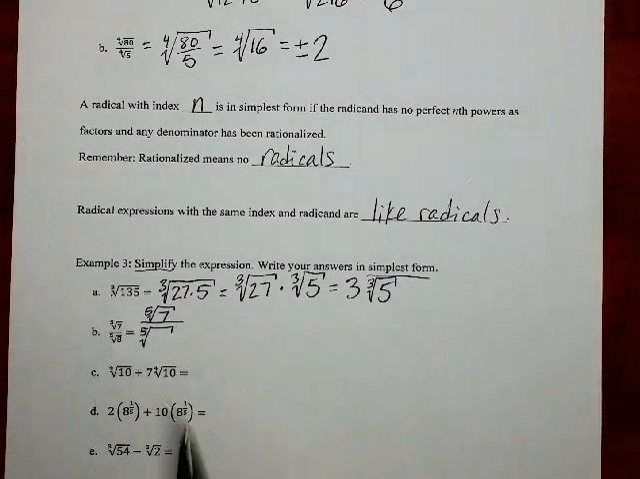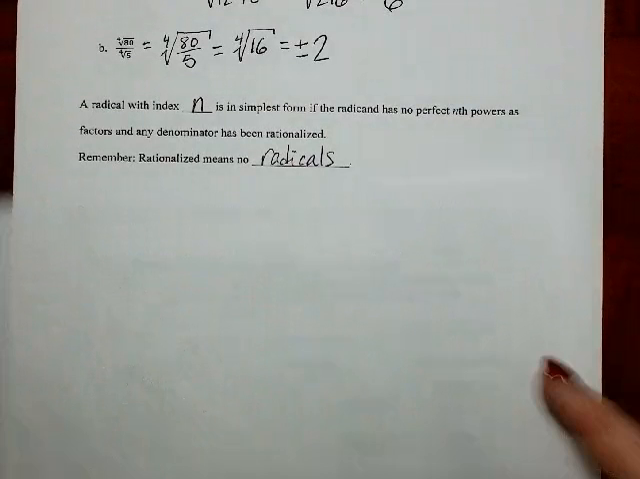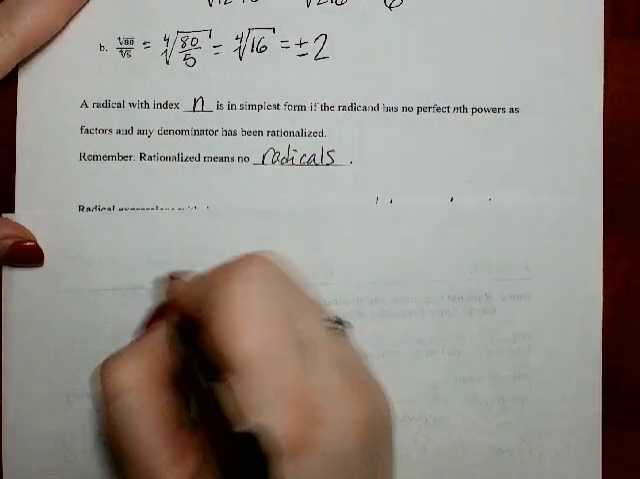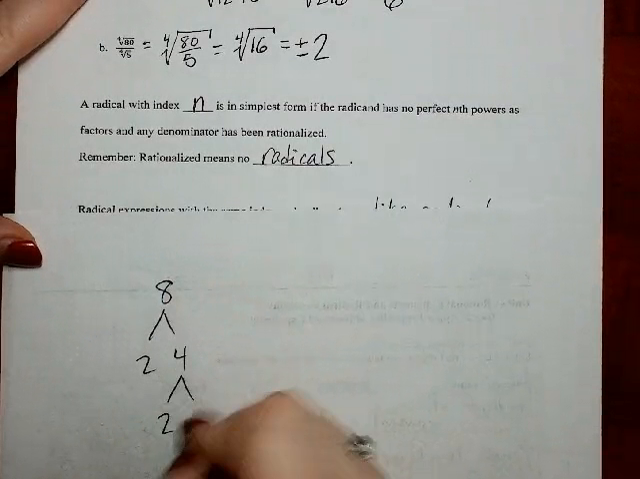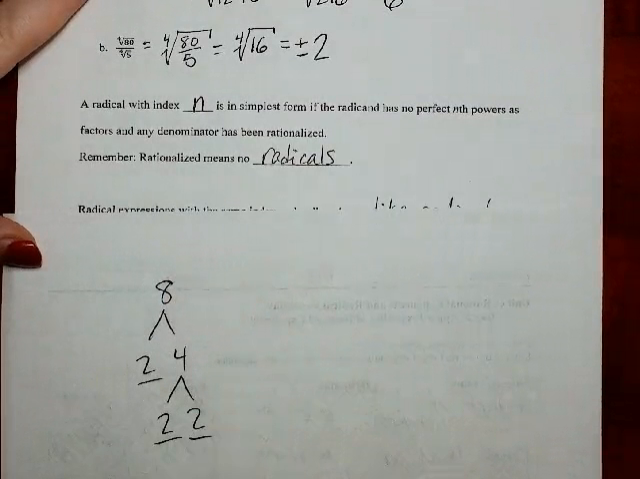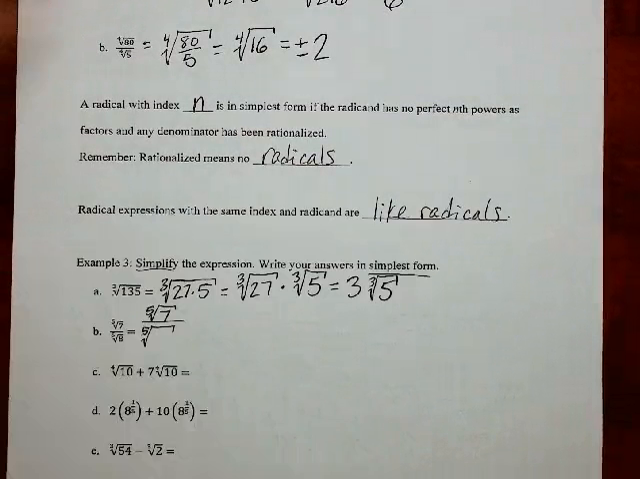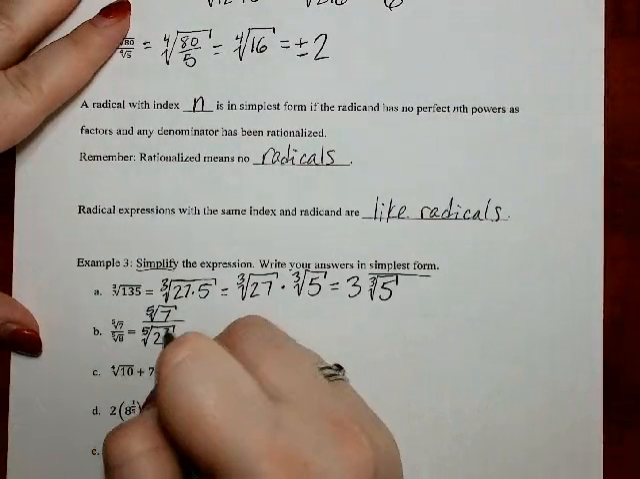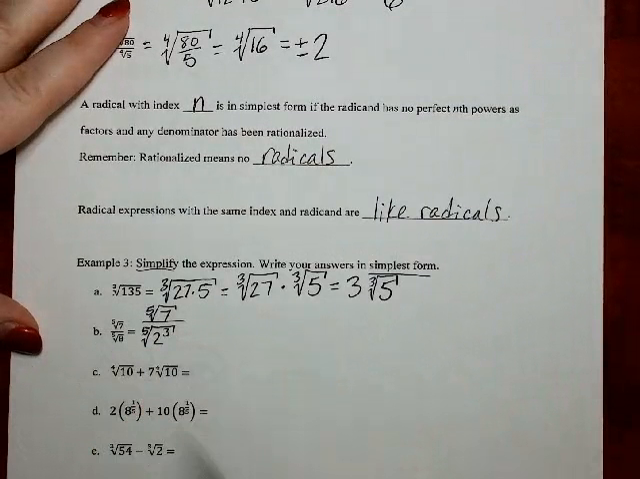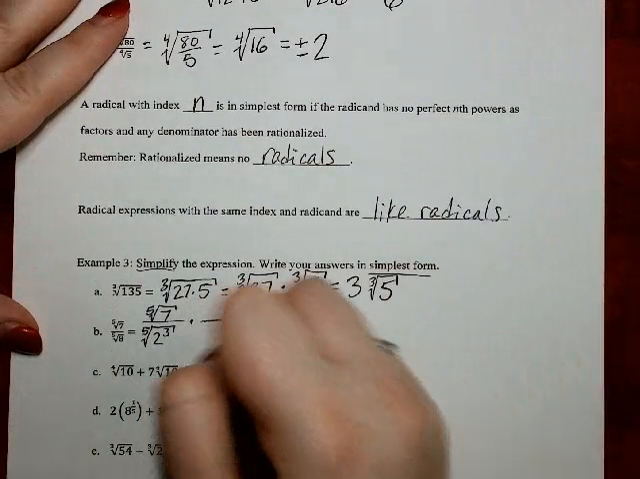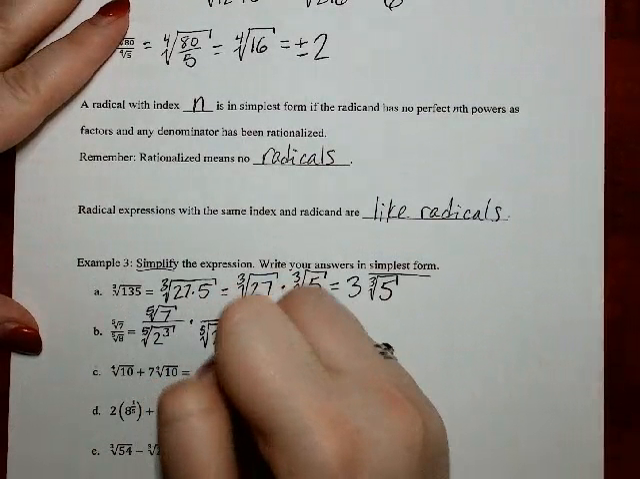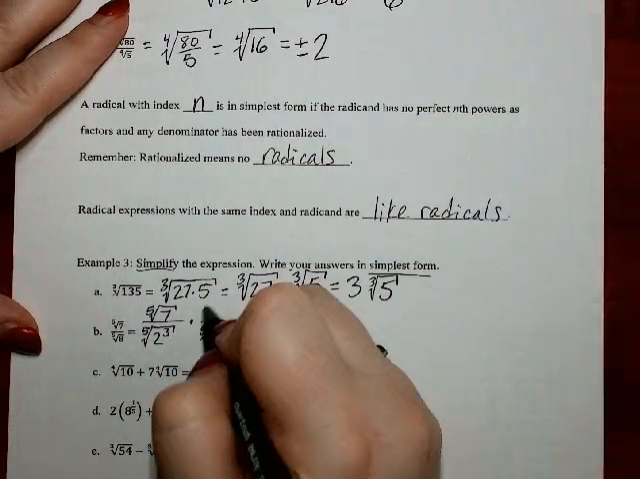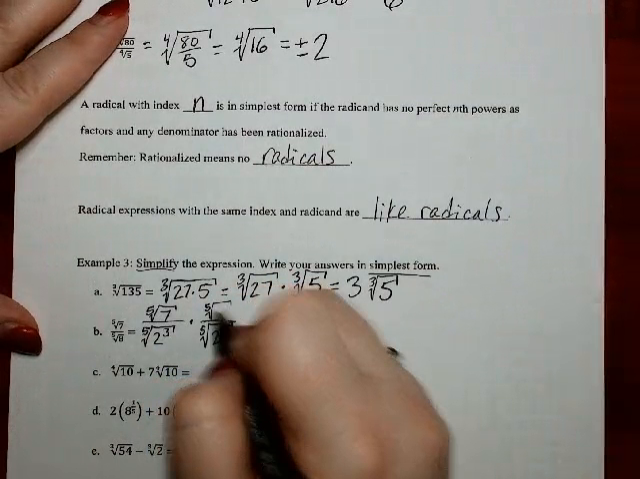Now, I'm going to factor 8. So 8 factors into 2 and 4, and 4 factors into 2 and 2. So I have 3 2's. So 8 is the same as 2 to the third. Now I need to get 5 2's. So I need to multiply by 2 squared. So I'm going to multiply the top and the bottom by the same thing.